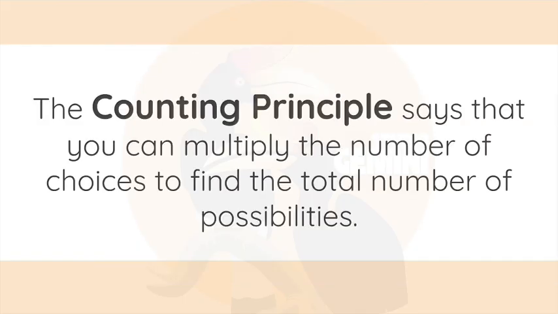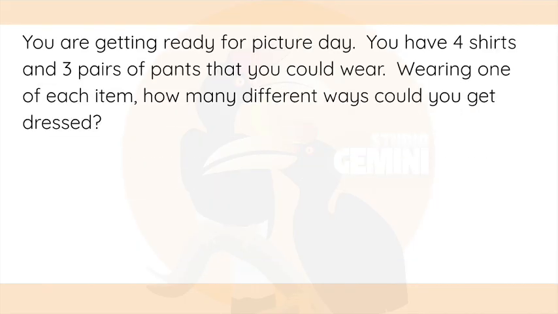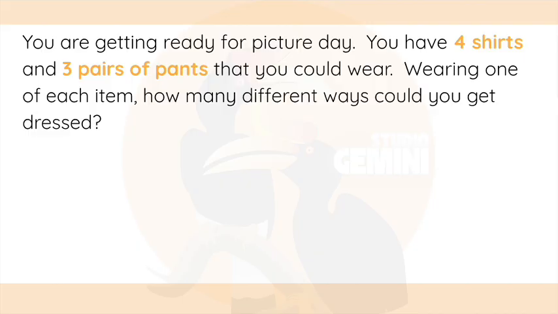The counting principle says that you can multiply the number of choices to find the total number of possibilities. So, to answer this question, we will apply the counting principle and multiply 4 shirts by 3 pairs of pants. 4 times 3 equals 12, so there are 12 possibilities for you to choose from for picture day.